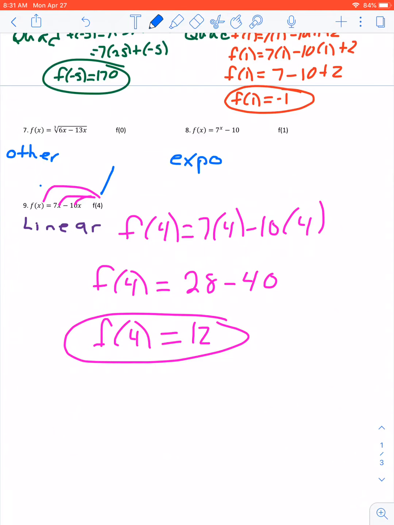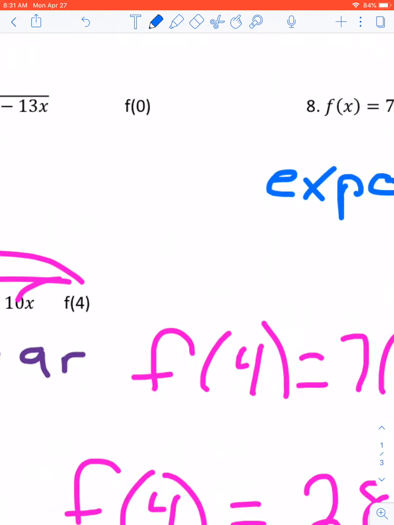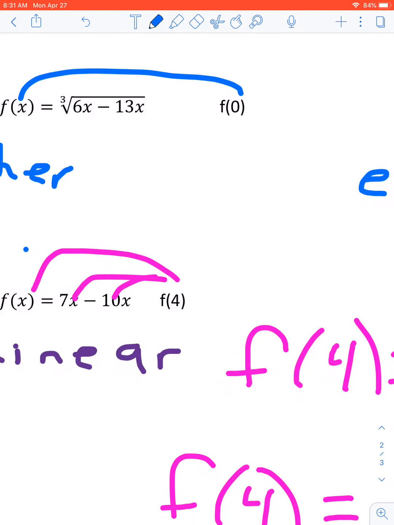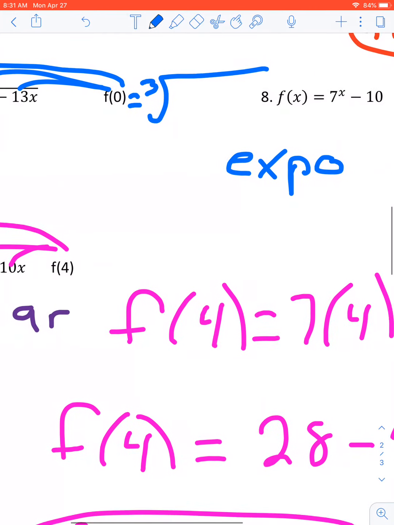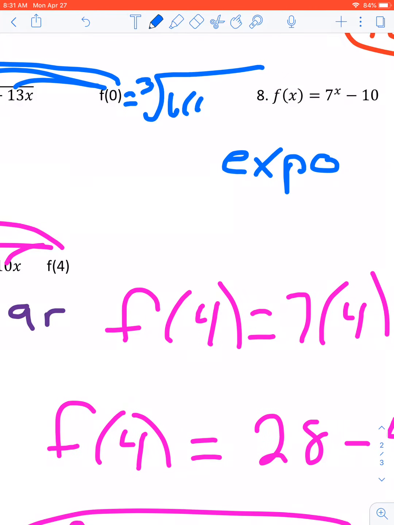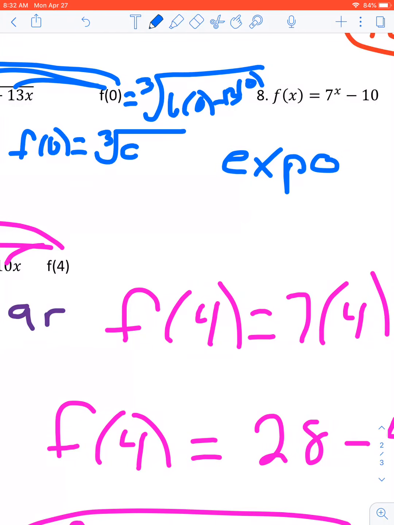So let's do number 7. Again, I'm plugging a 0 in for every x. So what does that look like? Well, that gives me the cube root of, right, the cube root of 6 times 0 minus 13 times 0. So I get f of 0 equals the cube root of, well, 6 times 0 is 0, and 13 times 0 is 0, so I get 0 minus 0. Well, I get 0, so the cube root of 0 is 0.